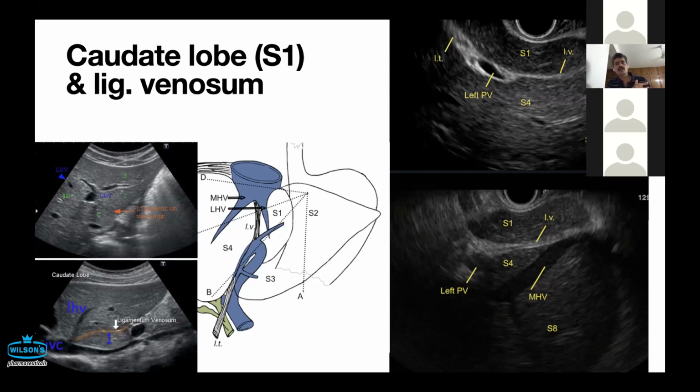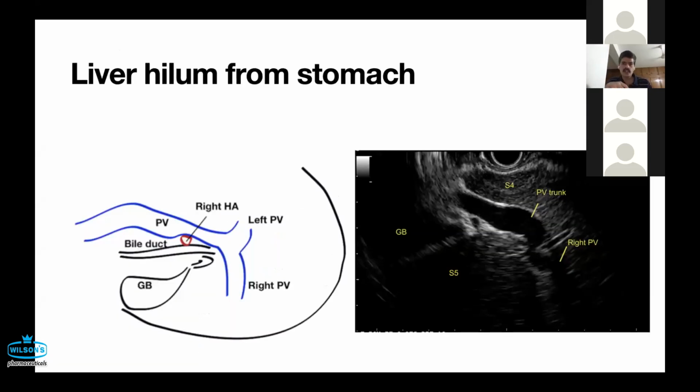Now, we can also see the liver hilum with a linear EUS probe. And how do we see the liver hilum? This is because the stomach is arched over the spine. So when we have the probe, the orientation is reversed. And we see the portal vein in front, the right hepatic artery between the portal vein and the bile duct. The cystic duct and the gallbladder can also be seen.